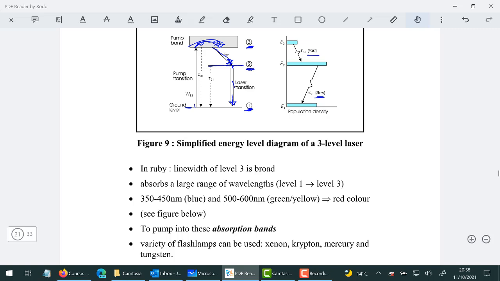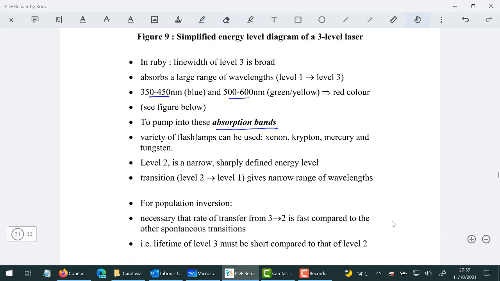In ruby, the line width of the upper level, the pump band, is very broad, and so we can use lots and lots of different wavelengths. We can have a band of about 100 nanometers in the blue and another 100 nanometers in the kind of greeny yellow colour. And these are referred to as absorption bands or pump bands for the laser. And you can use lots and lots of different types of light source: xenon lamps, krypton lamps, mercury lamps, tungsten lamps, and various flash lamps.